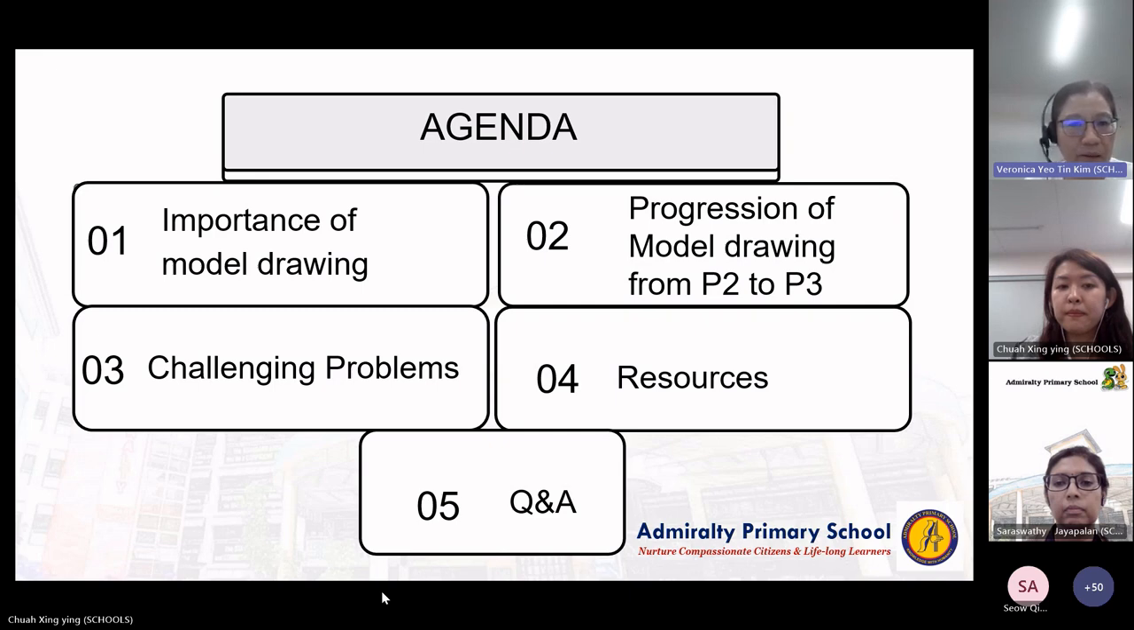You'll get a chance to do your hands-on practice, so do get your paper and pen ready later on. And then, of course, we have the Q&A sessions. We will also share some resources with you.